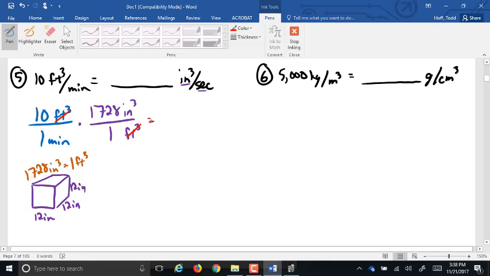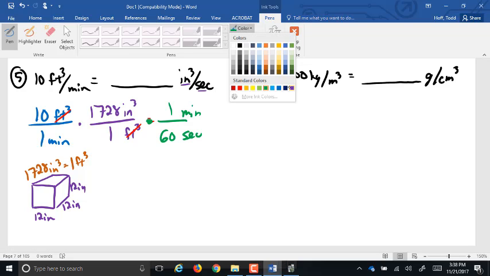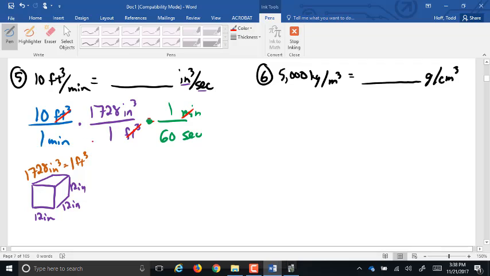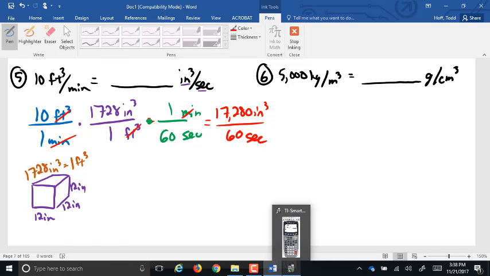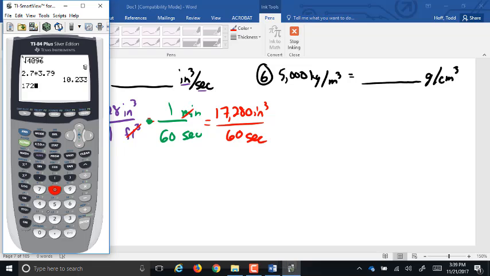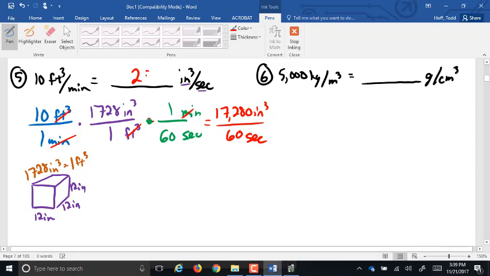We then have to also convert the minutes. We're going to put minutes on top, going into seconds, 60 seconds on bottom. So the minutes cancel out. On top, we have 10 times 1,728 cubic inches times 1. That's 17,280 cubic inches. On bottom, we have 1 times 1 times 60 seconds is 60 seconds. Now we have to divide that out. 17,280 divided by 60 is 288 inches cubed per second.